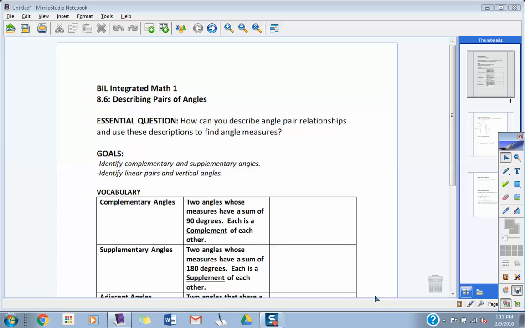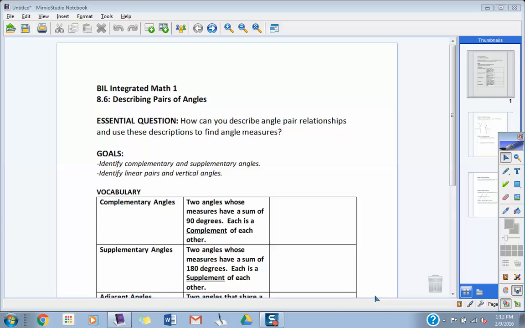But today, guys, I want to get rolling with some of the stuff in 8.6, which is titled Describing Pairs of Angles. And what we need to ask ourselves is the following. How can you describe angle pair relationships and use these in description to find angle measures? A lot of vocab today, and the vocab is going to be very important in terms of what the question is asking. If you don't understand the vocabulary today, you're not going to know what the question is asking. So as we go through the vocabulary today, we'll be pretty good.